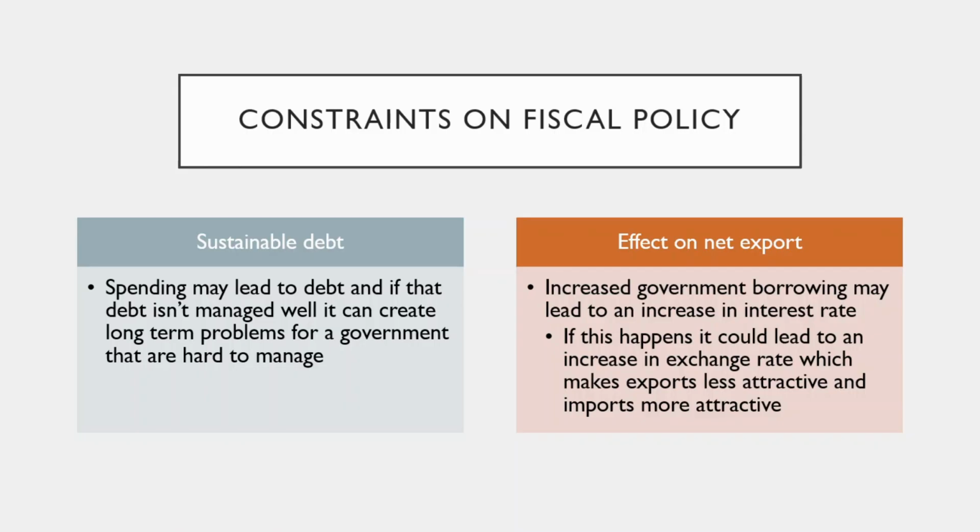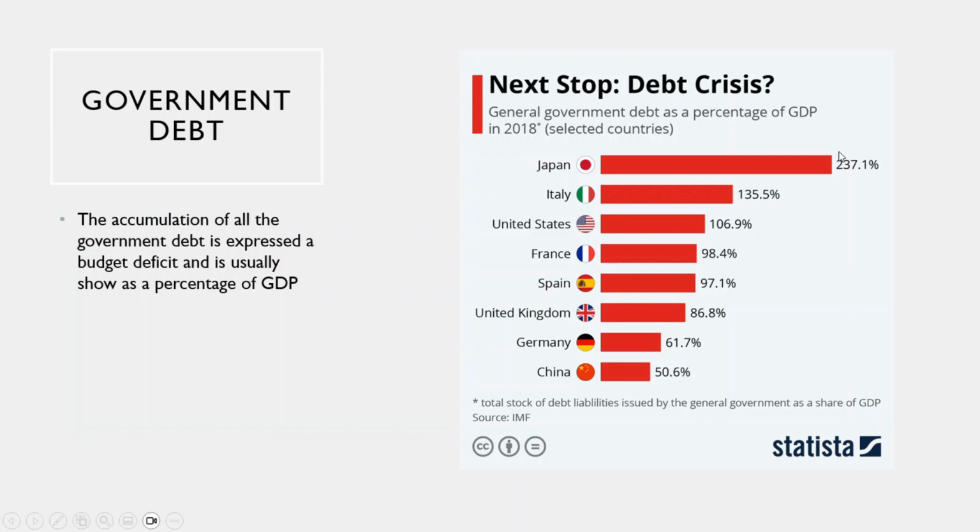Also, it can affect net exports. Increased government borrowing may lead to an increase in interest rates. For example, if the government increases government spending to pay for their debt, it will lead to an increase in interest rates. If there are higher interest rates, there's going to be an increase in demand for the country's currency, which will lead to appreciation. If our currency appreciates, that means our goods are relatively more expensive, which will lead to a decrease of net exports. So that's one of the negative things. Government debt is the accumulation of all government debt, and it's usually expressed as a percentage of GDP.